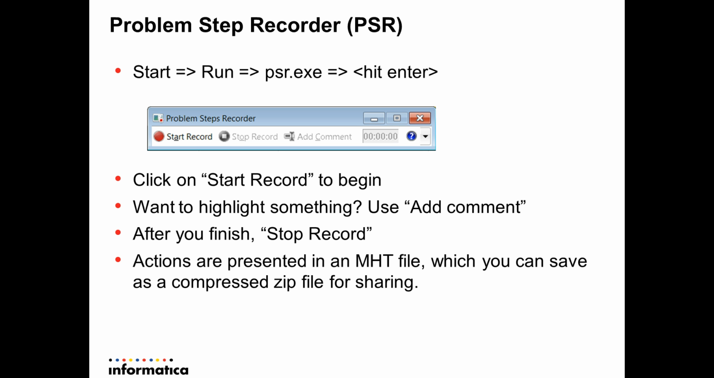To start the tool, you go to the Start menu, hit Run, enter psr.exe, and then you're presented with a simple dialog box that looks as follows. You click on Start Record to begin, and in the middle, if you want to highlight something, you use the Add Comment feature. After you finish, you hit the Stop Record button. All these actions are presented in an MHT file, which you can save as a compressed zip file for sharing with Informatica support.